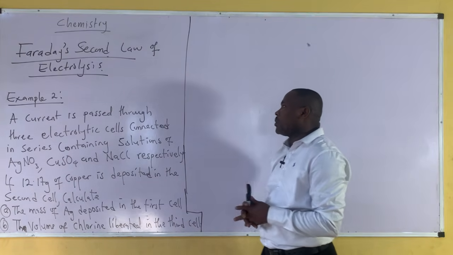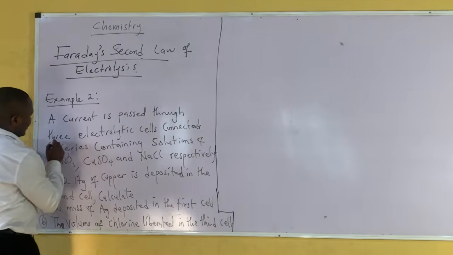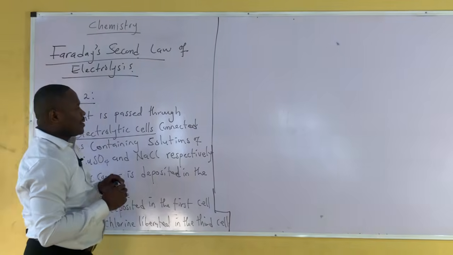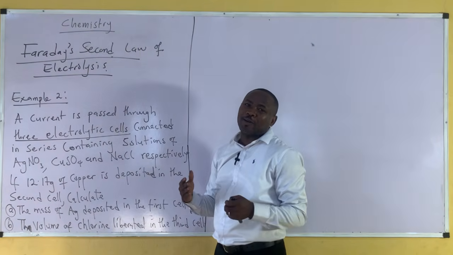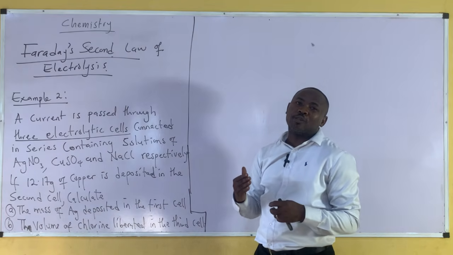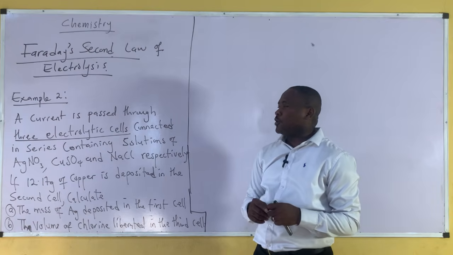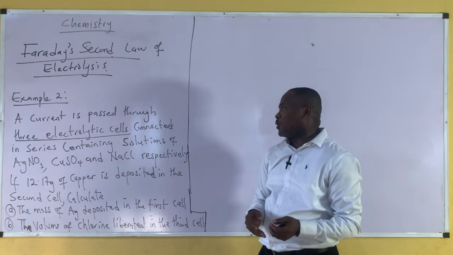It says a current is passed through, this time, three electrolytic cells connected in series. Now remember, if they are connected in series, it will be the same quantity of electricity that will pass through them. So that is another indication that it is talking about Faraday's second law.